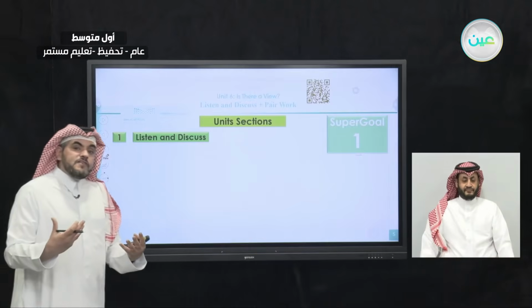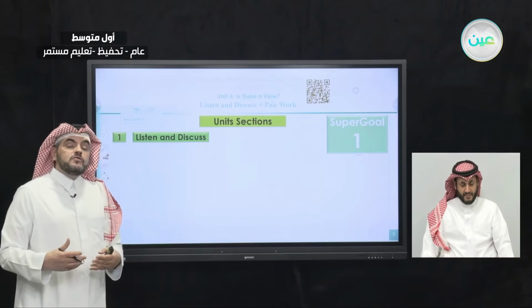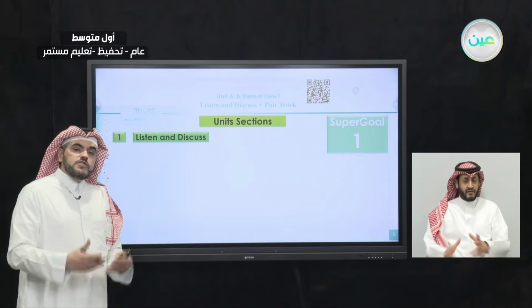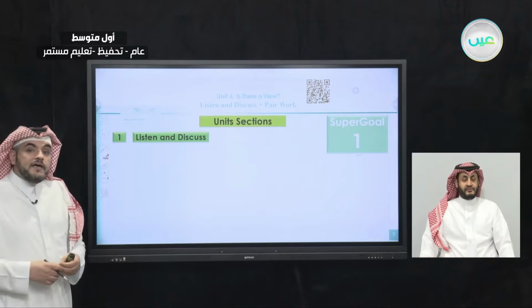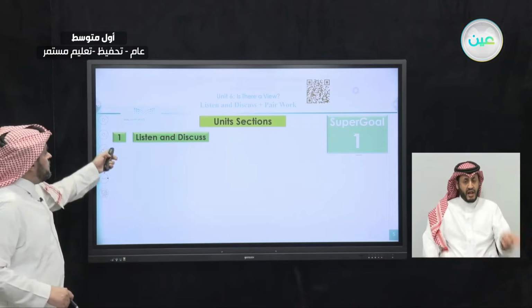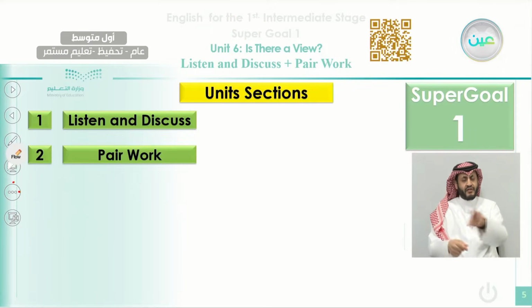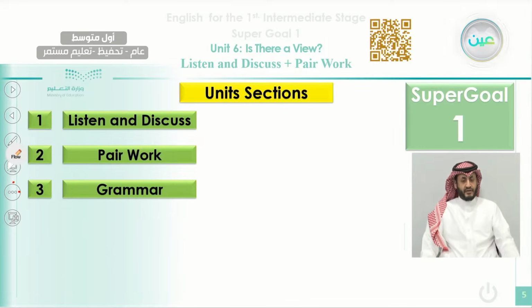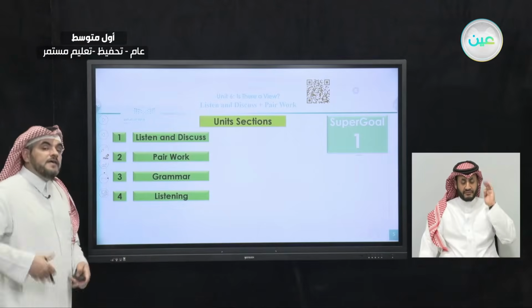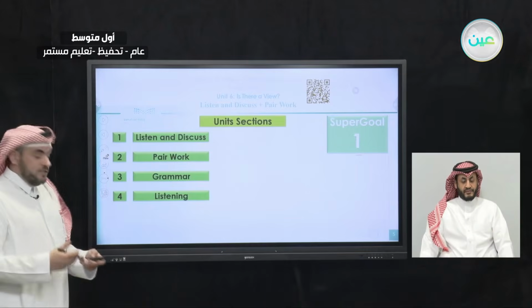What are you going to have in this section? You're going to have the main theme. So the main theme is introduced in the listen and discuss section. Okay. So each unit starts with number 1, listen and discuss. After that, pair work. That is an activity you do with your colleagues or with a member of your family if you want to do that. Also, number 3 in all units is always grammar. Number 4 is listening. You listen to a text and you answer some comprehension questions.